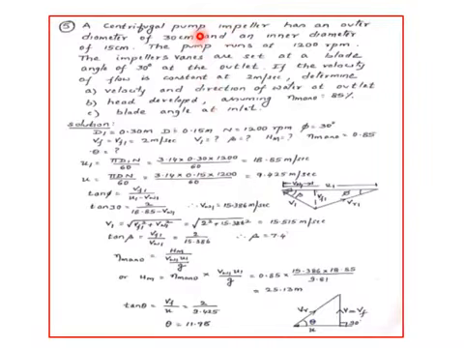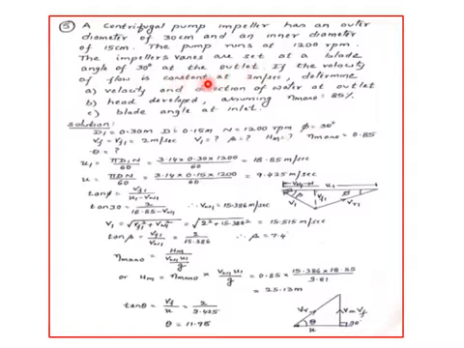Here is a centrifugal pump impeller with an outer diameter D1 given as 0.3 meters. Also the inner diameter is given, which is 0.15 meters. It is running at a speed of 1200 rpm. The impeller vanes are set back at an angle of 30 degrees, so phi is given as 30 degrees.